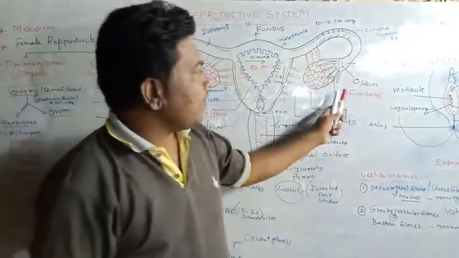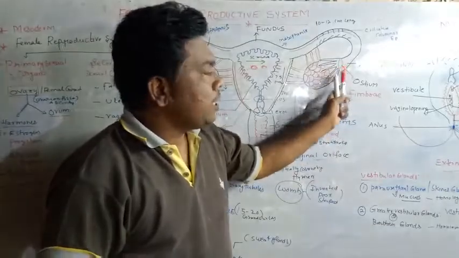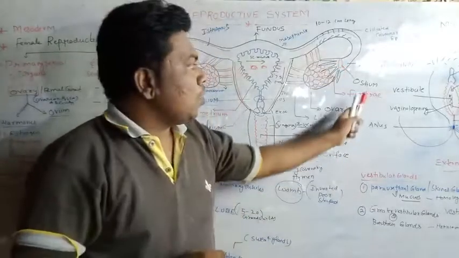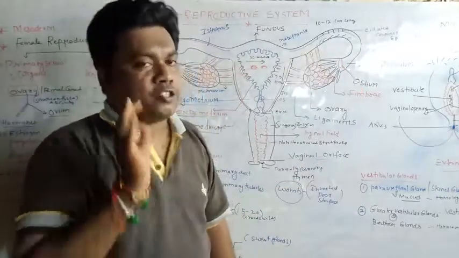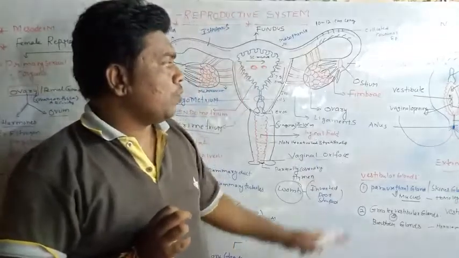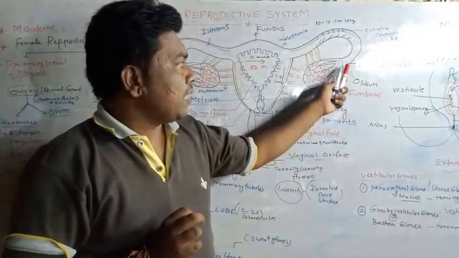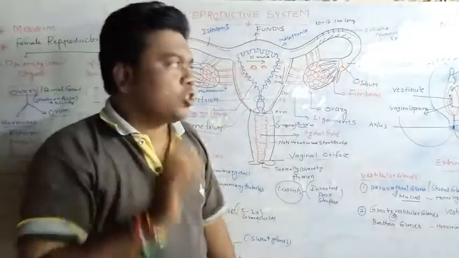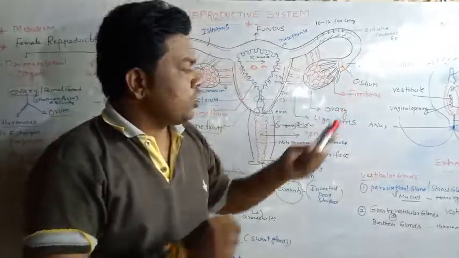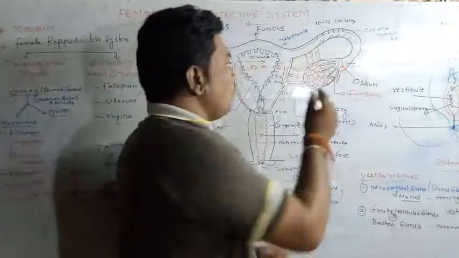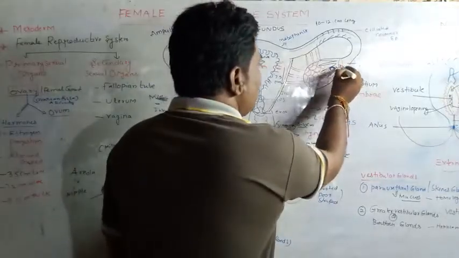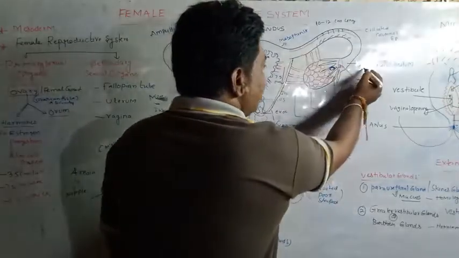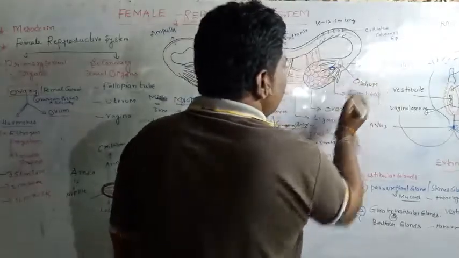Then that ovum enters a hole called the ostium. This is the aperture. Where the fimbriae arise, that region also has a small aperture, called the ostium. This ostium receives the ovum, and the ovum enters into the ostium. Next, the second part of the fallopian tube is called the infundibulum.